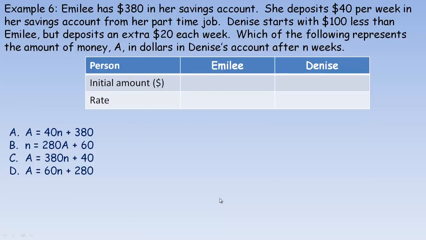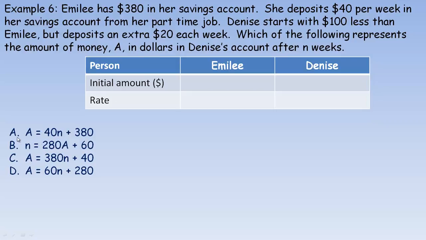Example number 6. Emily has $380 in her savings account. She deposits $40 per week in her savings account from her part-time job, so she's trying to save some money. Denise starts with $100 less than Emily, but deposits an extra $20 each week. Which of the following represents the amount of money A, in dollars, in Denise's account after n weeks? So n is the time measured in weeks, and A is the number of dollars.